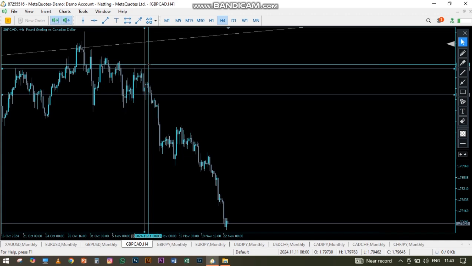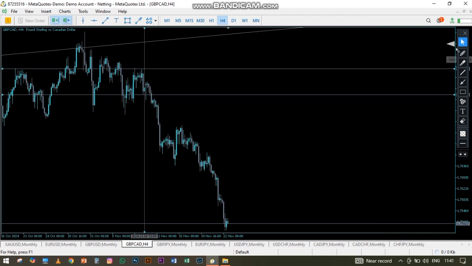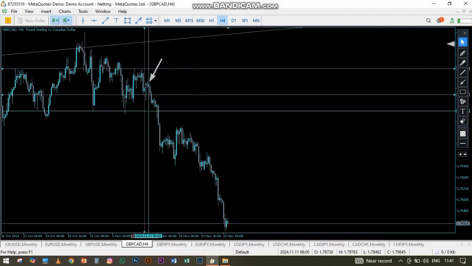Remember, it is an H4 candle. It consists of 4 H1 candles. So that is the candle we are interested in, and to make it clear which candle I'm talking about, it is that candle right there. As you can see, it opened at 8.